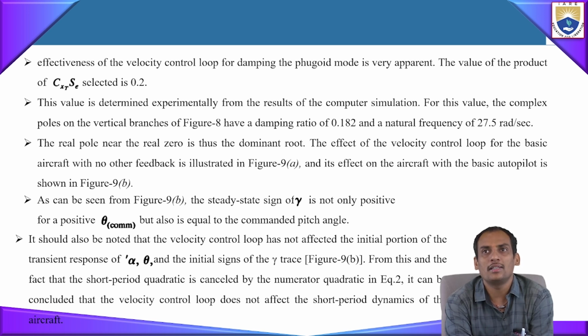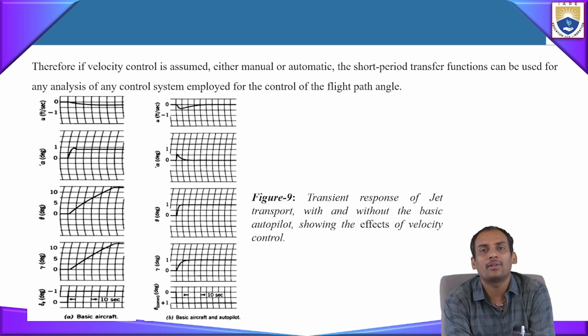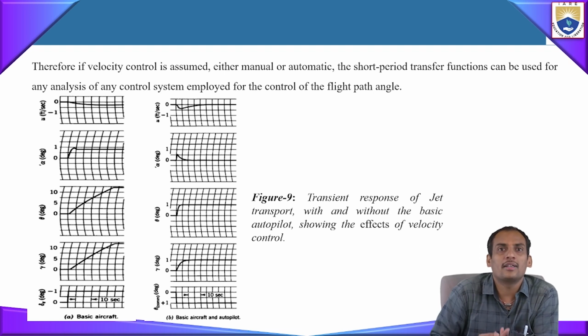The effect of the velocity control loop for the basic aircraft with no other feedback is illustrated in the previous figures 9.8 A and B. Like that, velocity control open loop for basic aircraft, aircraft with autopilot and aircraft without basic autopilot also. Here the things have been given.